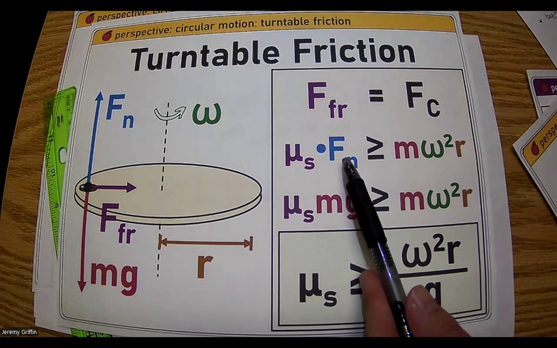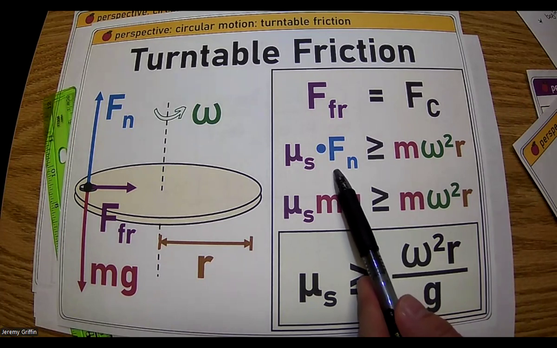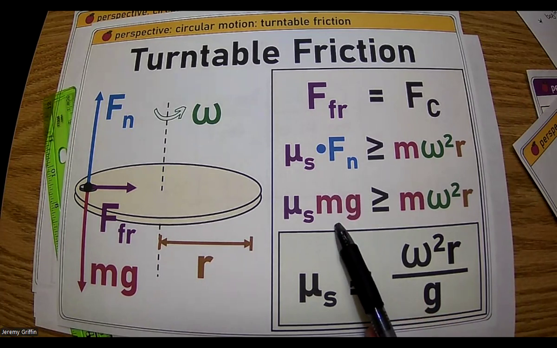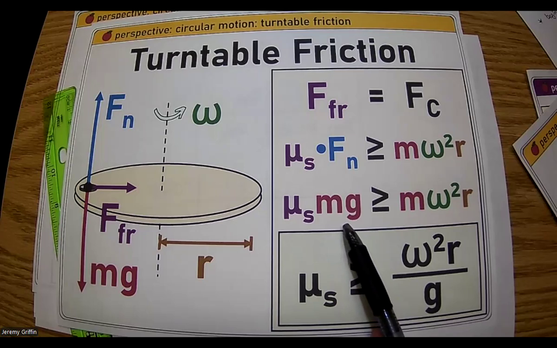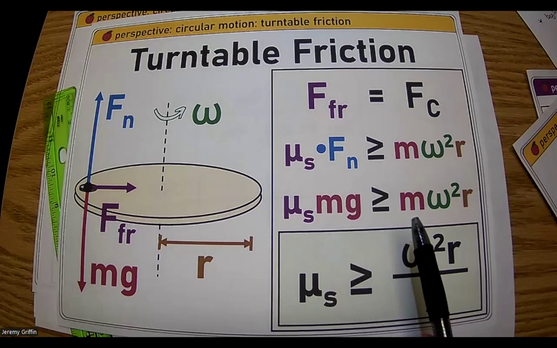Guys, this normal force is equal to what? The weight of the coin. And then what cancels out right here? The mass. So if you were given this type of question and you were not given the mass of the coin, or if you're given different coins with different masses, then it wouldn't even matter.